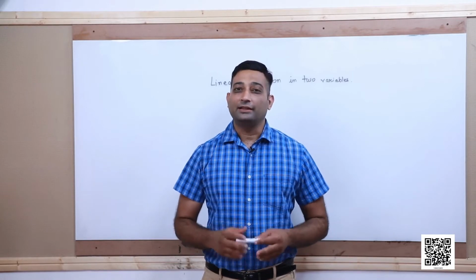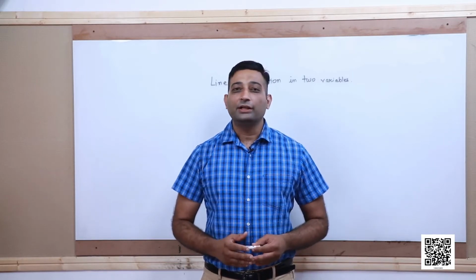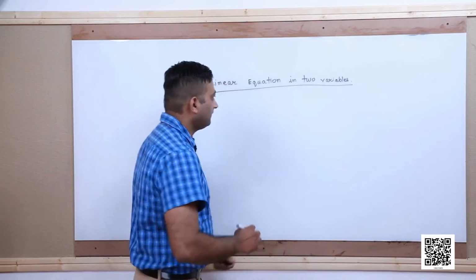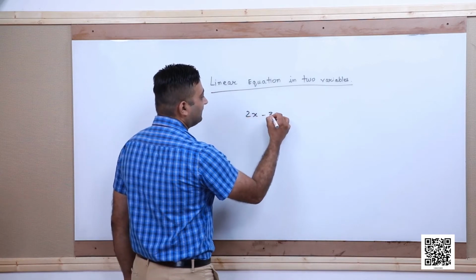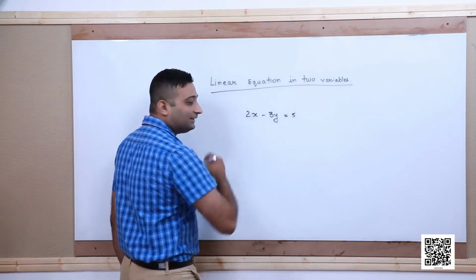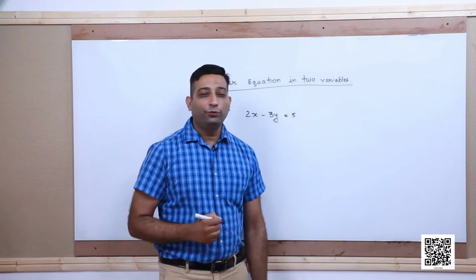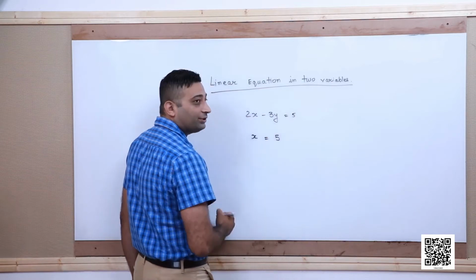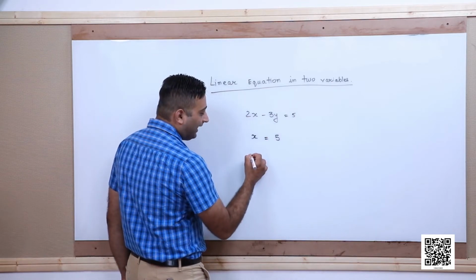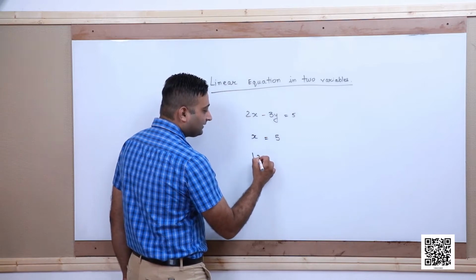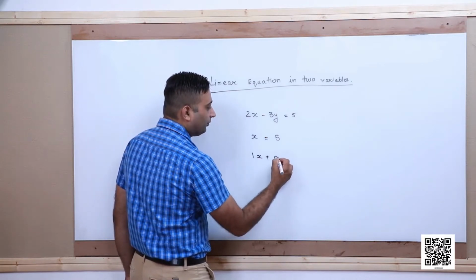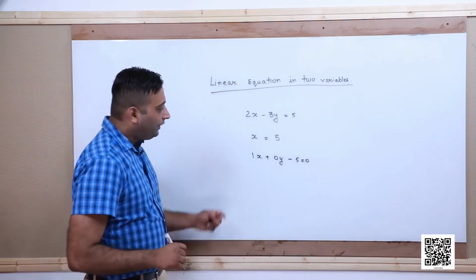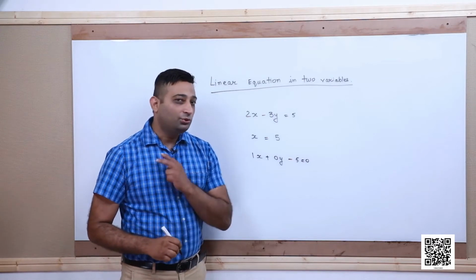Dear students, in the previous class we have learned about the linear equation in two variables. For example, 2x minus 3y is equal to 5 represents a linear equation in two variables. We can also write x equal to 5 as a linear equation in two variables. We can write this as 1 into x plus 0 into y minus 5 is equal to 0. That means now it represents a linear equation in two variables.